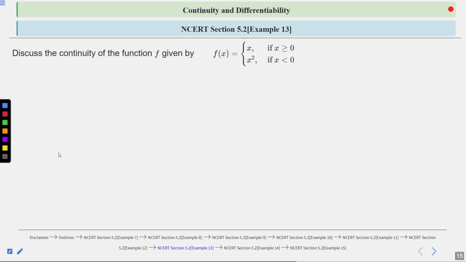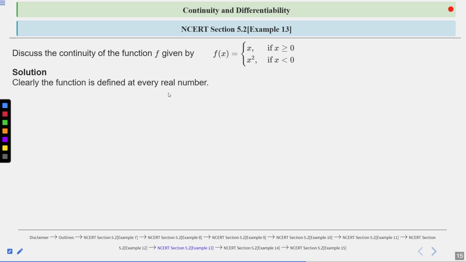Next question is example 13. Example 13 says: discuss the continuity of the given function f, where f(x) is equal to x if x is greater than or equal to 0, and f(x) is equal to x square if x is less than 0, right? So how can we define it? Let us see the solution part.